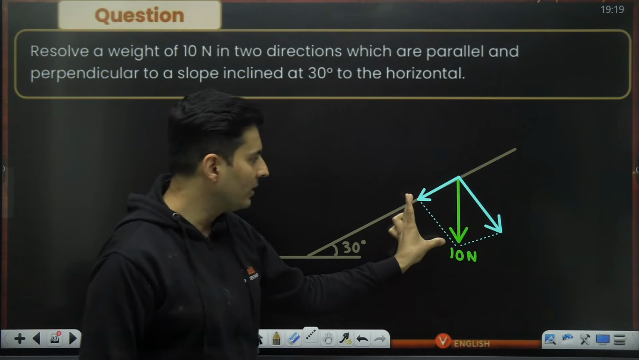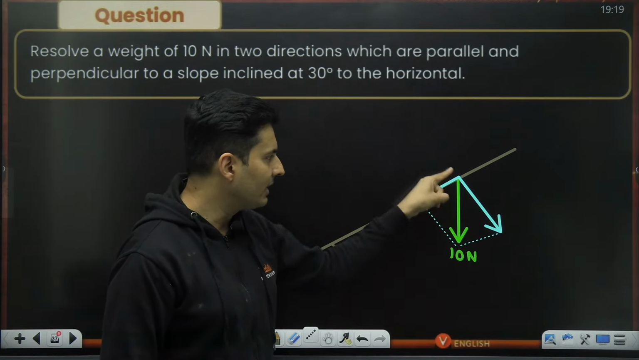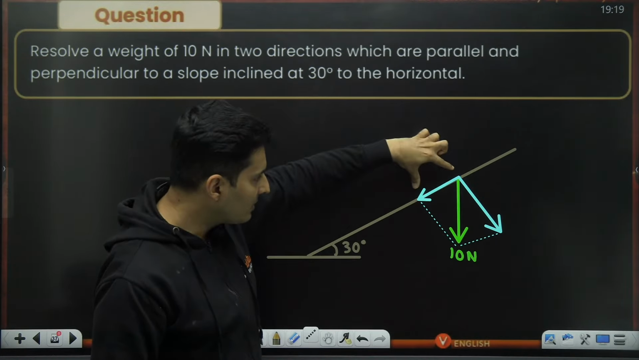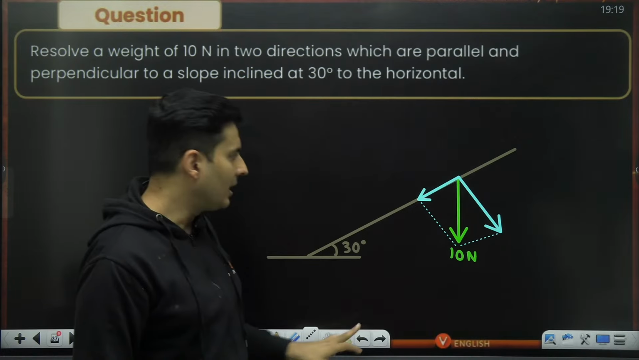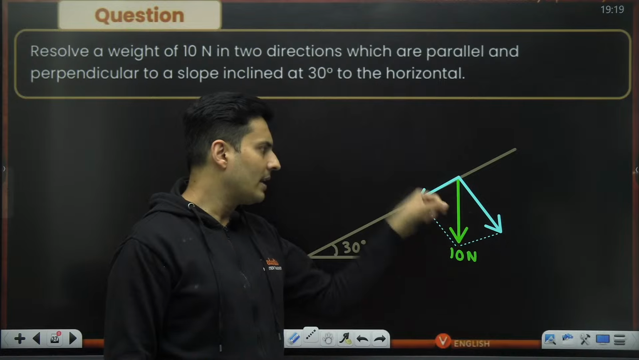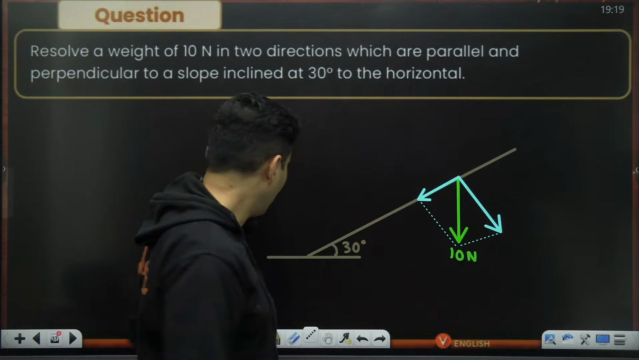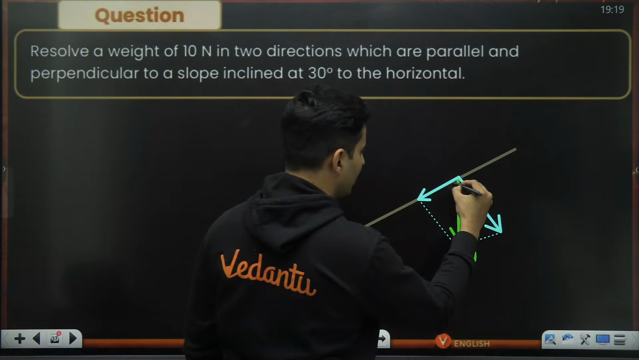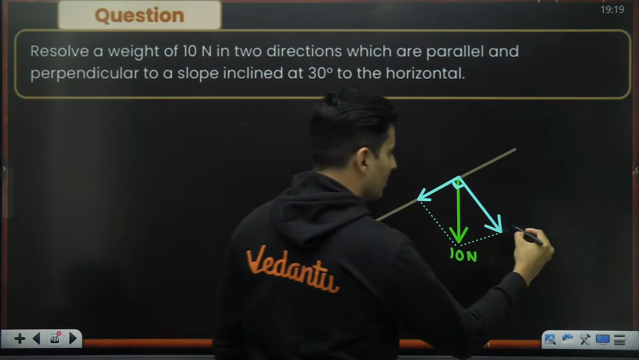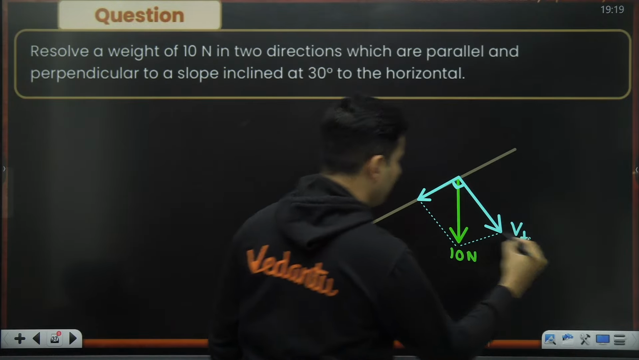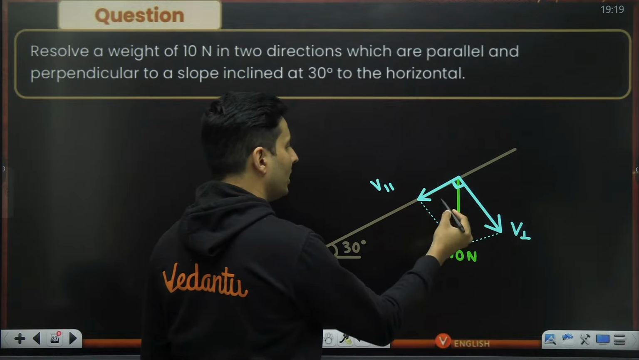I could have easily drawn this over here. So this vector and this vector gives me 10 Newton, or I could have shifted this vector here. So this vector and this vector again gives me 10 Newton. It doesn't matter as long as I'm splitting it perpendicular to each other. So 100% they are perpendicular to each other. So these are the two components. So this is the perpendicular component. This is the parallel component.